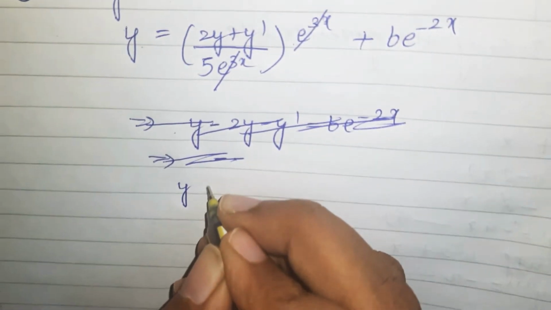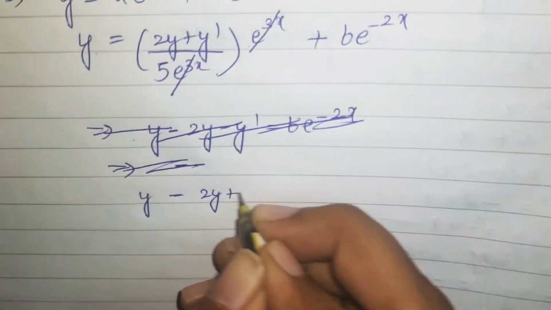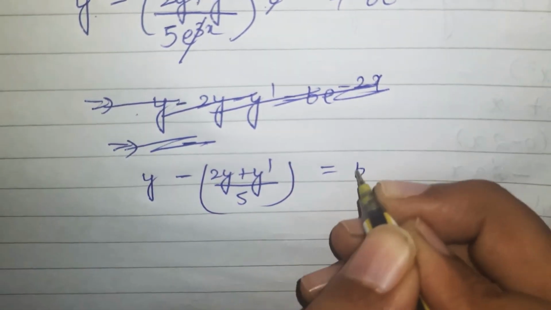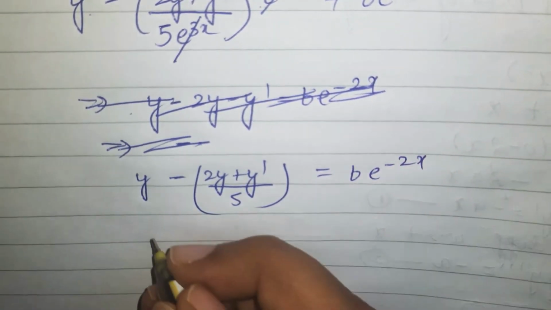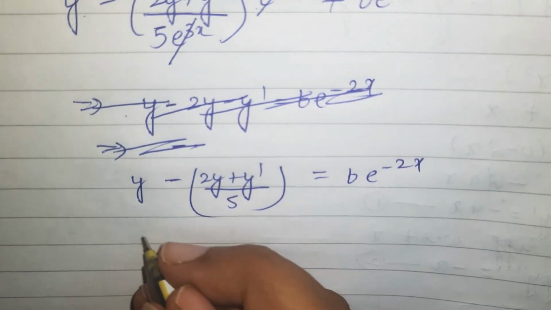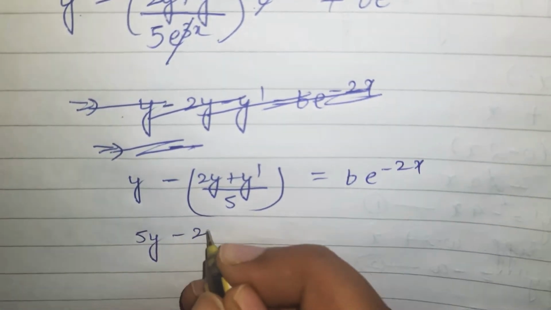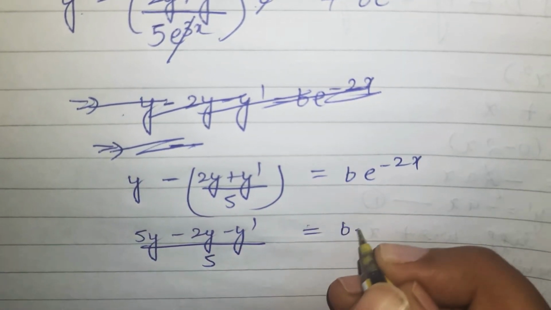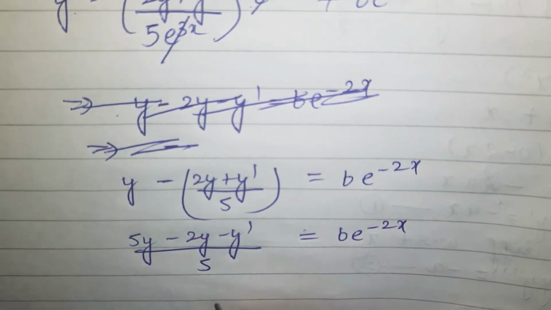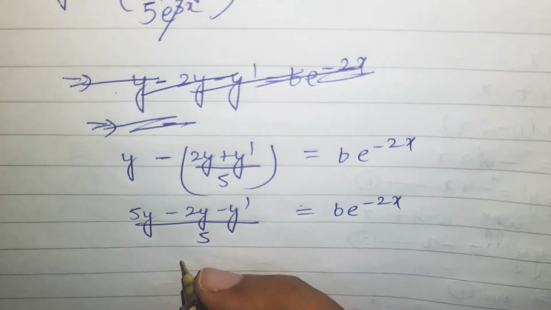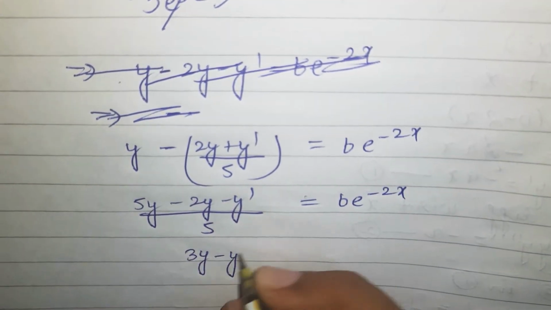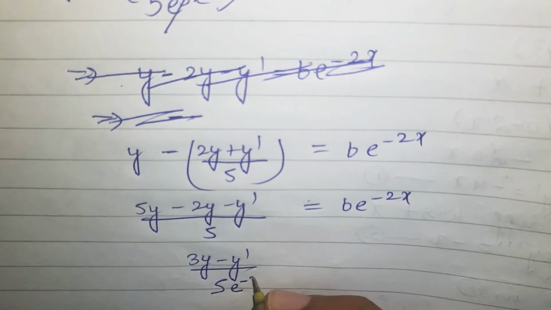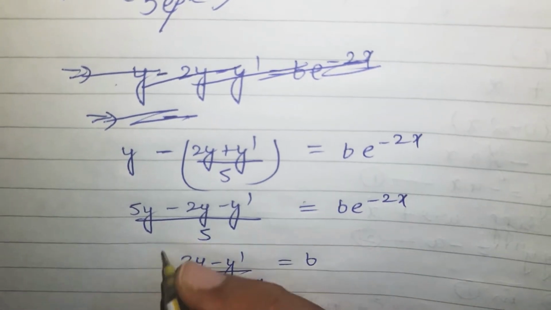y minus 2y plus y dash upon 5 b e raised to the power minus 2x. So while taking the LCM, this will become like this, b e raised to the power minus 2x. So the value of b is what? This is 3y minus y dash upon 5 e raised to the power minus 2x. So this is the value of b.